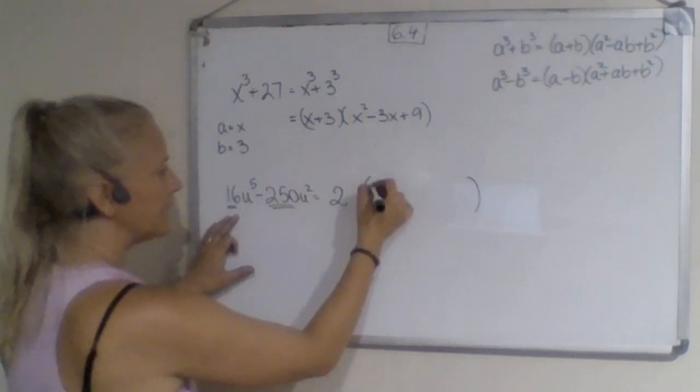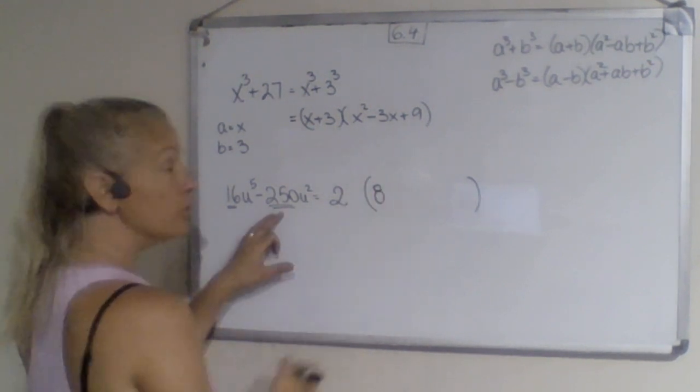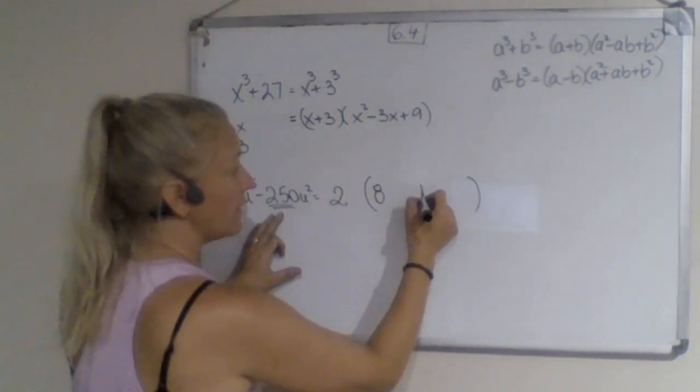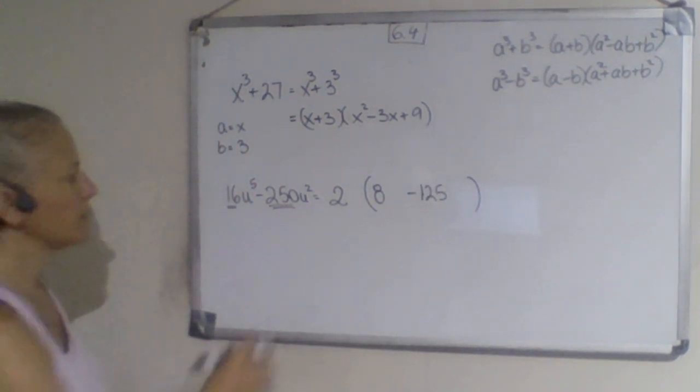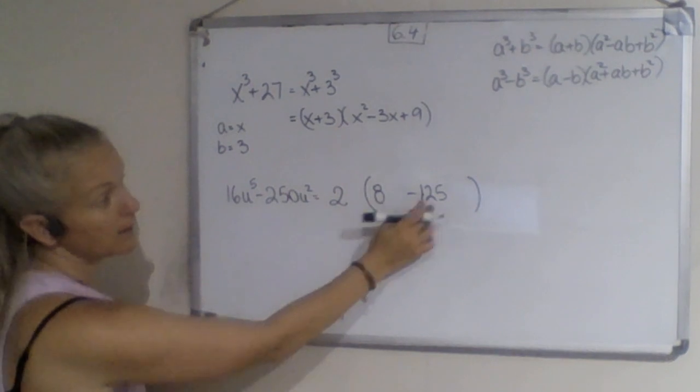16 divided by 2 is 8. 250 divided by 2 is 125. And I have a minus. What else can I factor out? I'm done with the numbers. They don't have anything else in common.